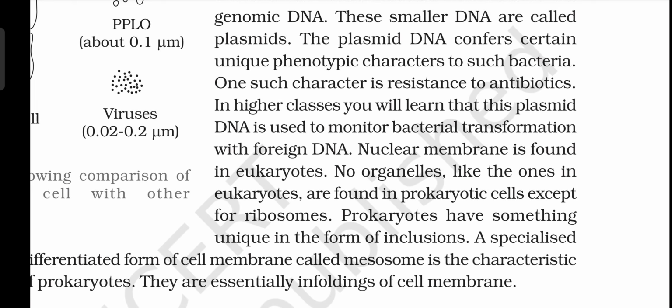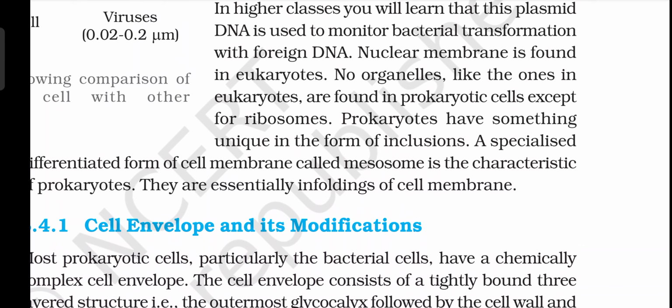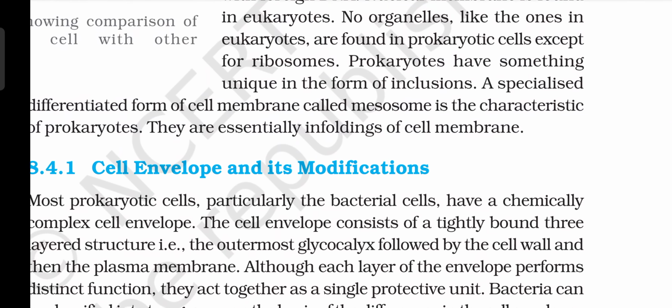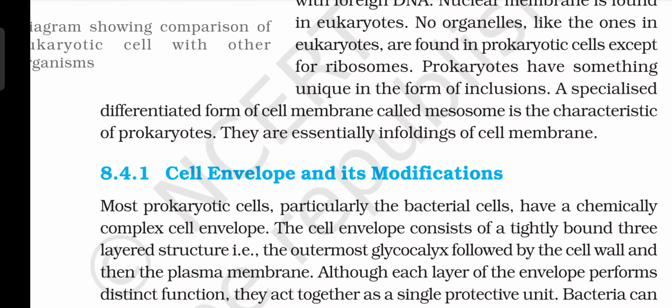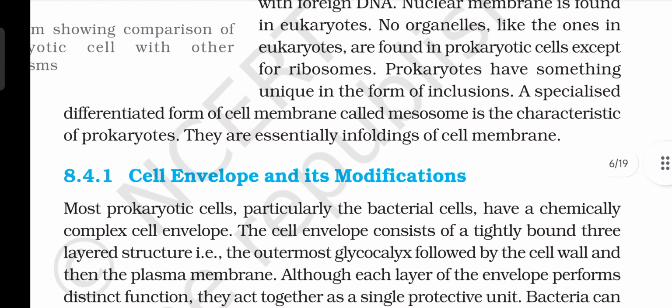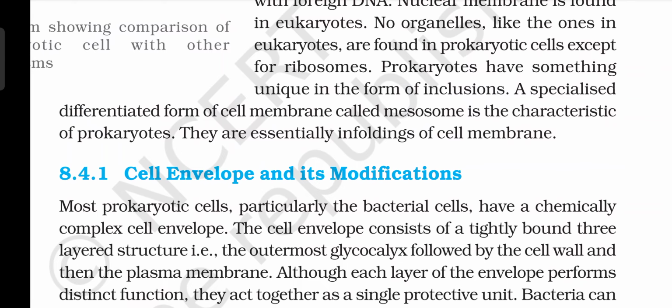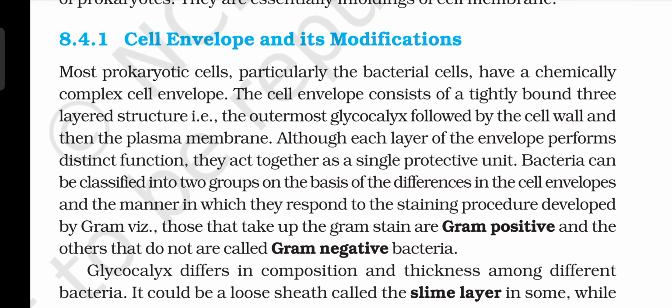Nuclear membrane is found in eukaryotes. No organelles like the ones in eukaryotes are found in prokaryotic cells except for ribosomes. Prokaryotes have something unique in the form of inclusions. A specialized differentiated form of cell membrane called mesosome is a characteristic of prokaryotes. They are essentially infoldings of the cell membrane.